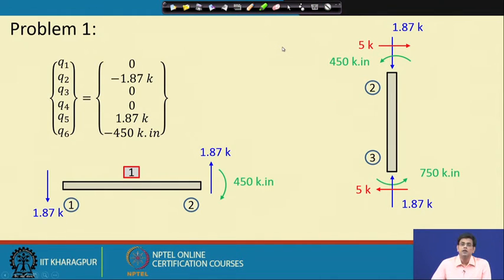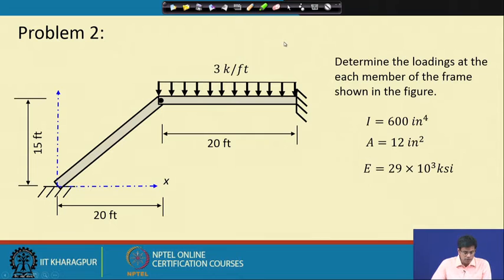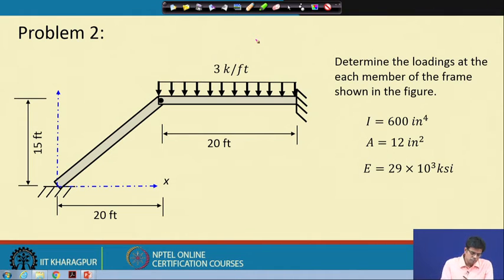Now, let us do another problem, which is an inclined member. Essentially, this member is inclined along with a theta with the x axis. So, this theta can be found out. So, essentially what we need is theta x and theta y with the member that is inclined with the x axis.